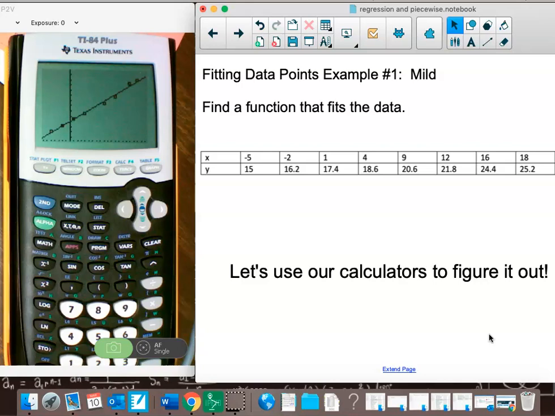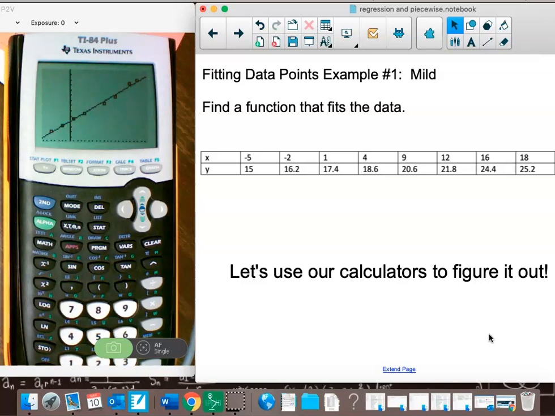If you were asked to do this on a test, which you will be, you're going to be given a set of data, and you are going to have to write the equation that models the data. Are you ready to try another one? All right. Let's see.